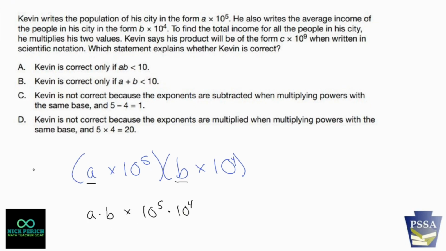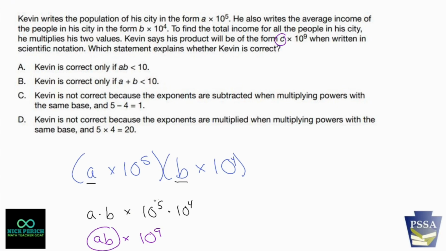So A times B is AB. Now when you multiply terms of the same base, you add the exponents. So 5 plus 4 is 9. So you get 10 to the ninth. Very good. So I don't disagree with Kevin. He said C. He said AB.